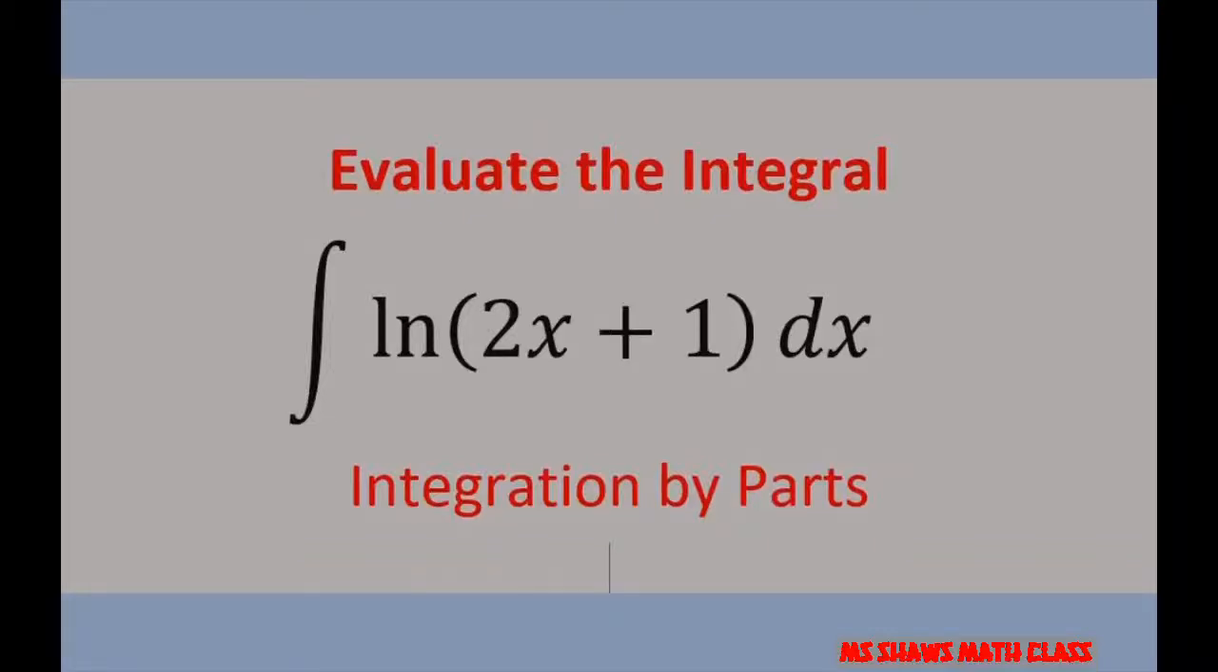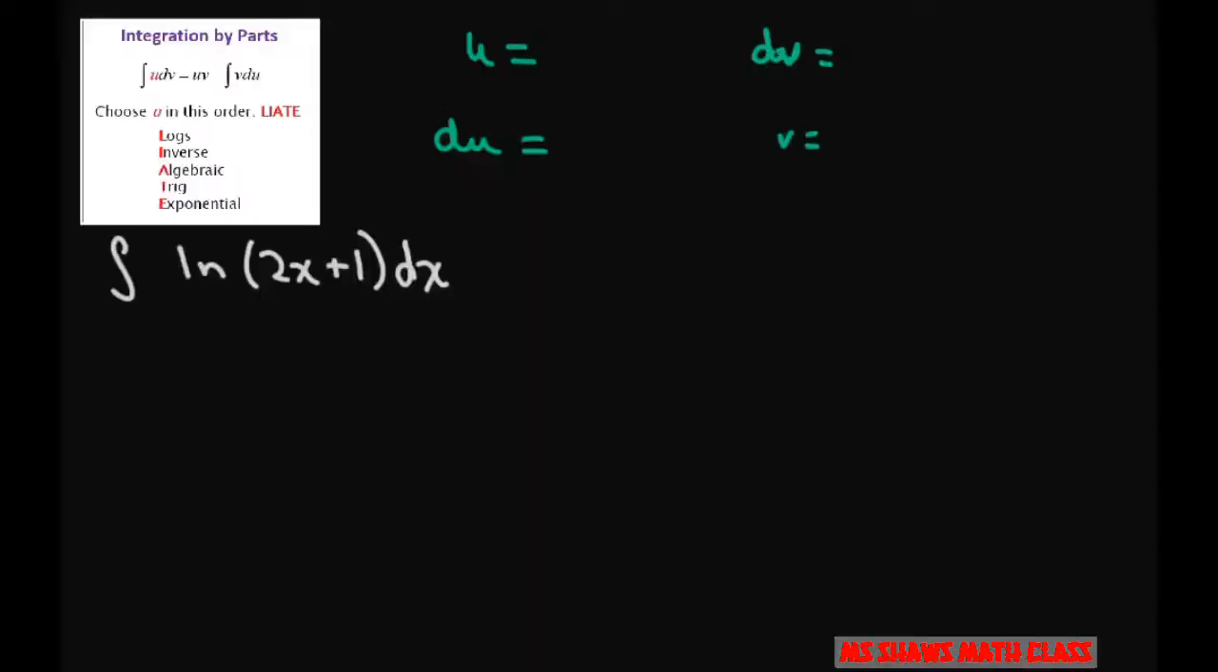Hey everyone, we're going to evaluate this integral given, and we're using integration by parts. So to do this, we're going to use this formula here. So I need to find all the parts here and choose u. In order to choose u, we're going to choose it in this order, which our first one is log. So our u is just going to be ln of 2x plus 1.